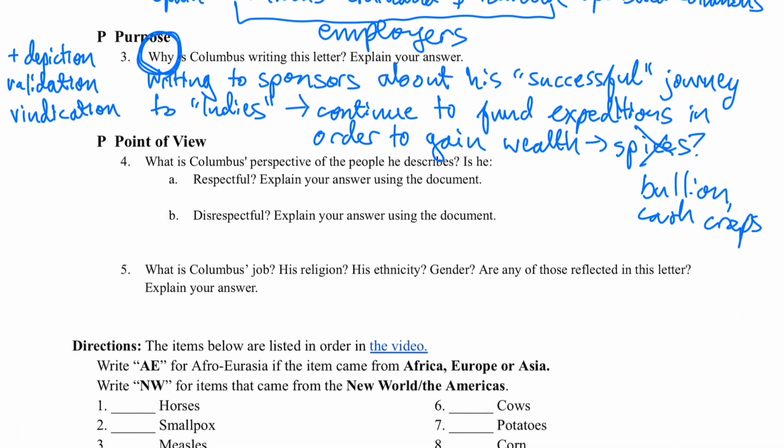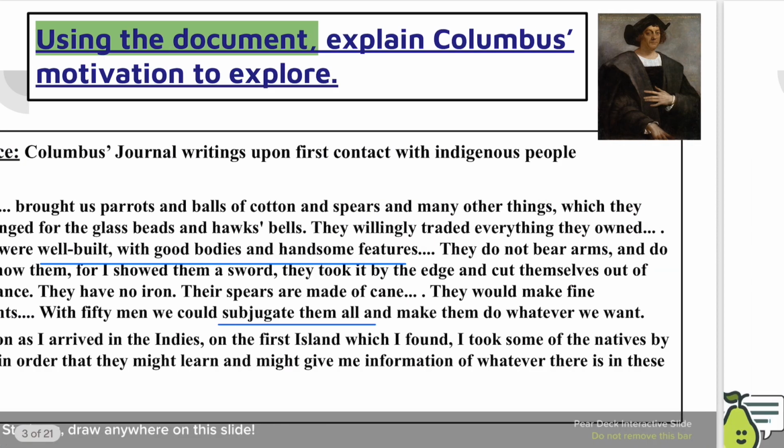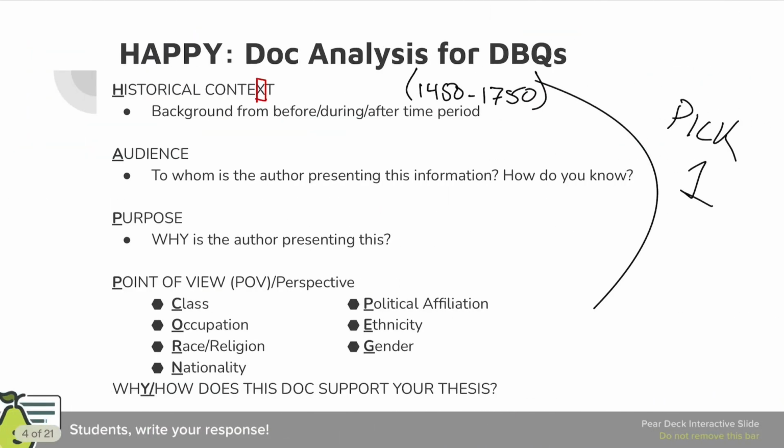What is the perspective and the potential bias of the author of this document? Well, we know that he is writing about the Taino people, and if we're going to look at his point of view in 1 to 2 sentences, we have to address the abbreviation CORN PEG. What is Christopher Columbus's class? What is his occupation, his race, religion, nationality, political affiliation, ethnicity, or gender?